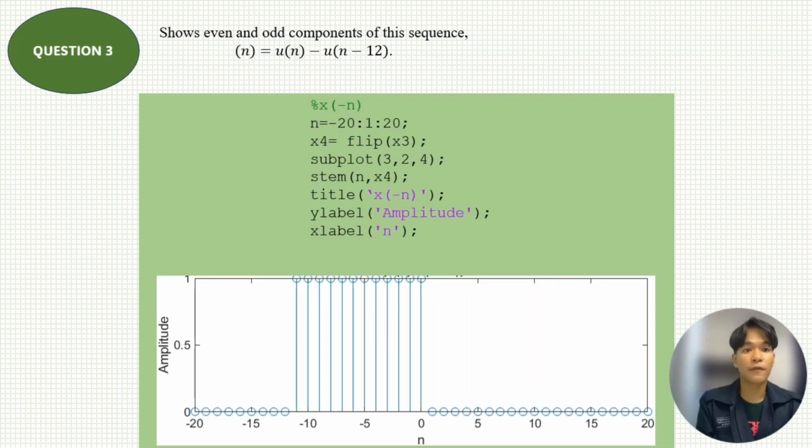So after we finish subtract the signal, the next step is we are going to flip the signal. It is because to find the odd and even component, we need both x[n] and also the flip of x[n]. So in this slide, let's go to the second line, which is x4 equal to flip x3. It means that it will flip the signal x3 that we got before this. So it will flip that, and the title would be x[-n].